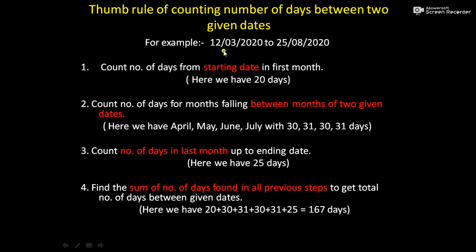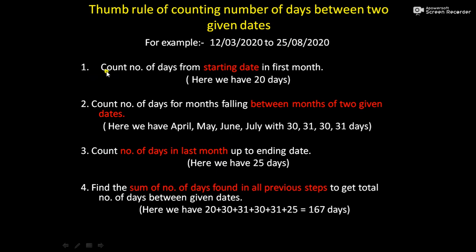मतलब आपको इस डेट से लेकर इस डेट तक कितने मंथ, कितने डेज बनेंगे वो आपको काउंट करने हैं. So let's start. First step is count number of days from starting date in first month. Here you see, this is our first month and this is the ending month. Okay, so be careful, I am telling once again, this is our starting date and this is the ending date. So the month of this date will be the first month, and the last month will be this month.